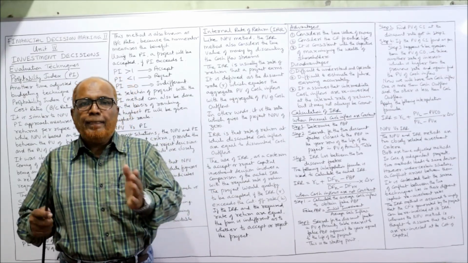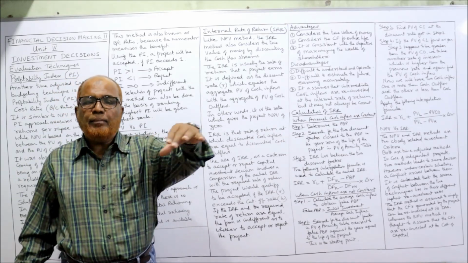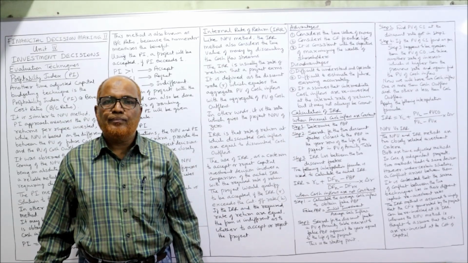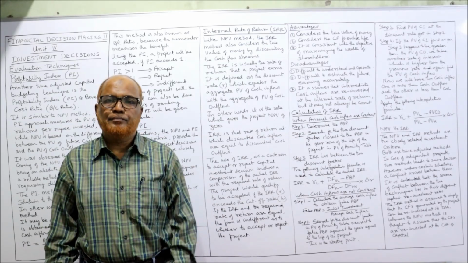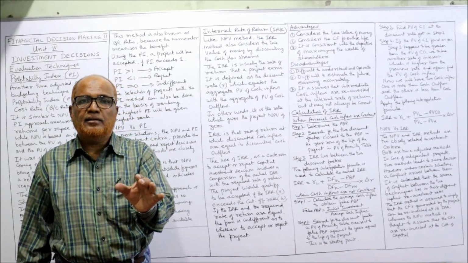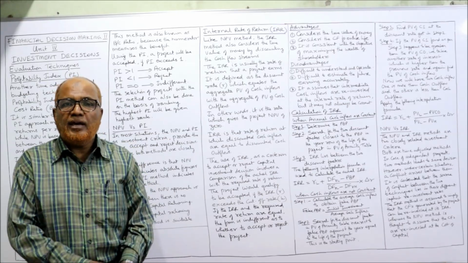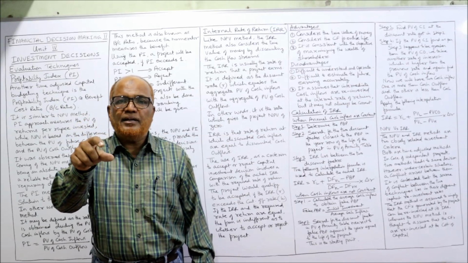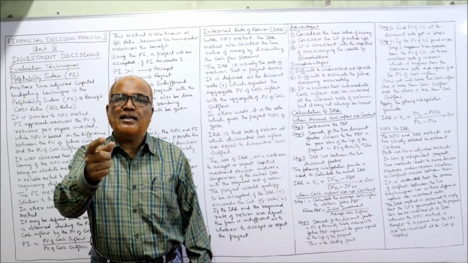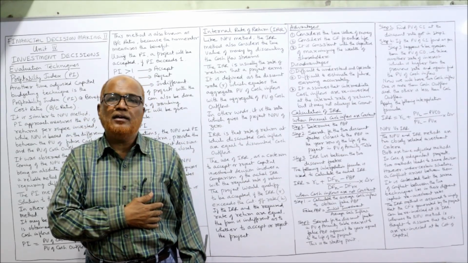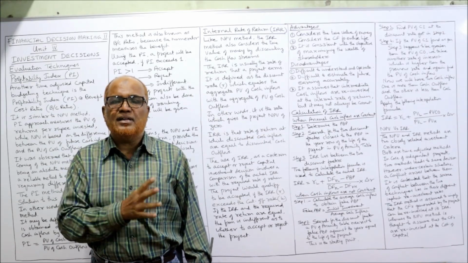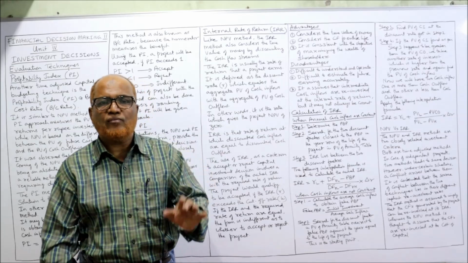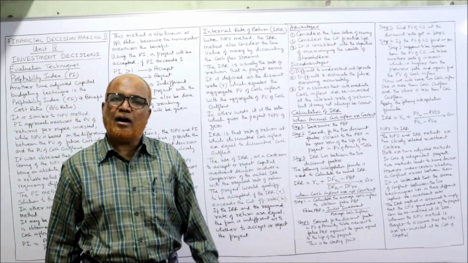What is the assumption? In NPV, the intermediate cash inflows are assumed to be reinvested at the cost of capital. In IRR, it is assumed that the intermediate cash inflows are reinvested at the internal rate of return. So that is the difference, and that is the source of conflict between NPV and IRR.